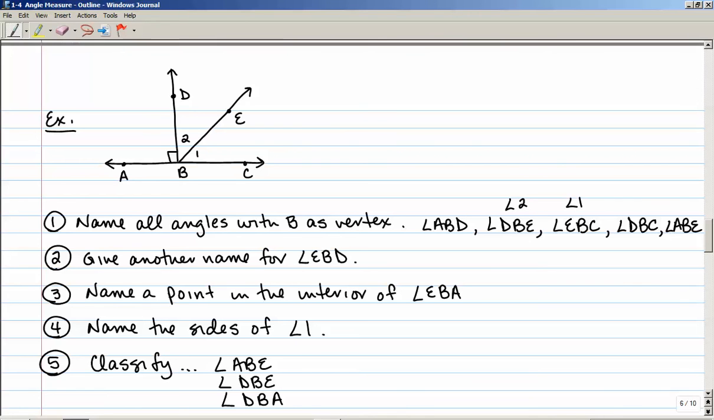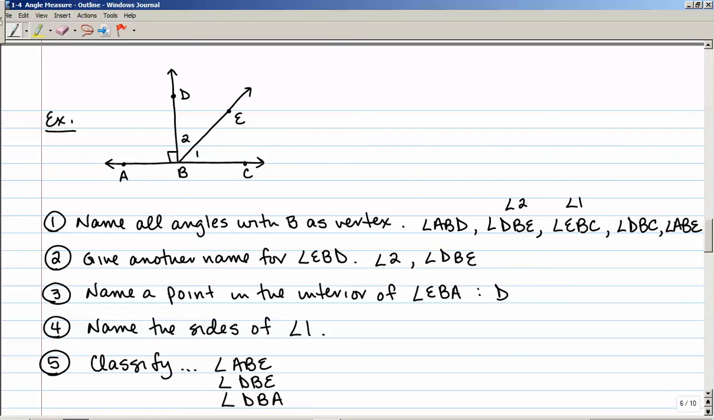Give another name for angle EBD. I can refer to that as angle 2, which I kind of already did over here. I can also refer to it as angle DBE. So I can go from E to B through D, or DBE. The main thing is B is the vertex, and that has to be in the middle of the 3 letters. Number 3, name a point that's in the interior of angle EBA. So angle EBA is this obtuse angle right here, and a point that's on the interior of that would be point D.